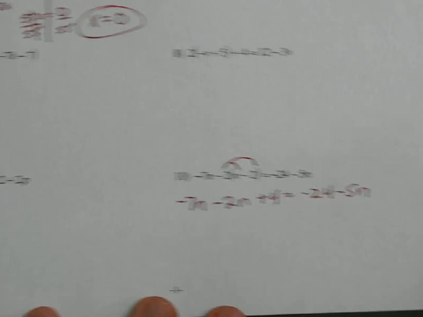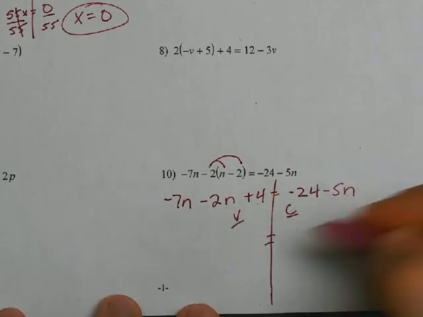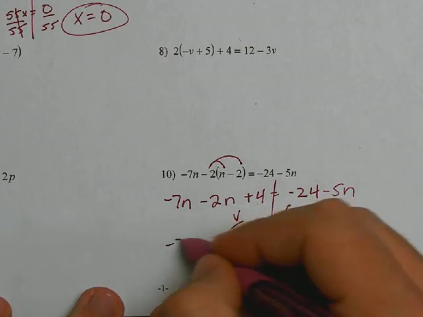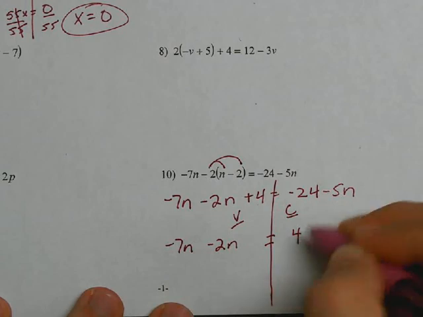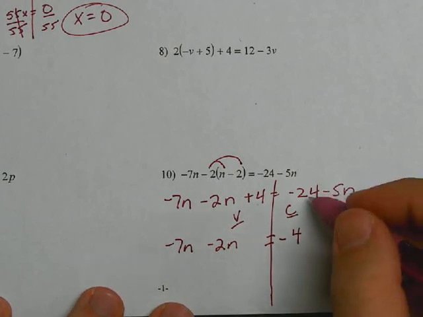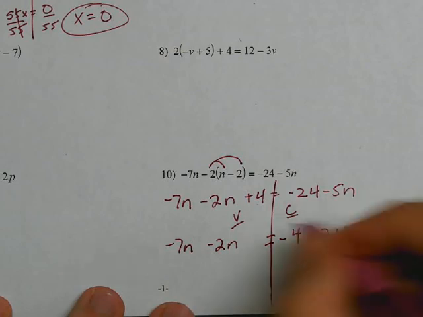So from there, you'd have variables, constants, equal sign. So negative 7n is a variable, negative 2n is a variable, 4 is a constant, so change the sign. Negative 24 is a constant, keep it right here. And then negative 5n is a variable, move it over, change the sign.